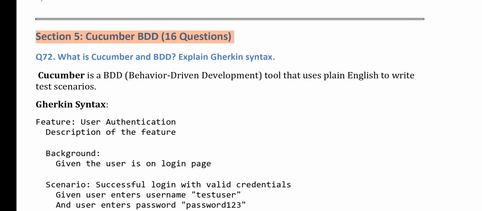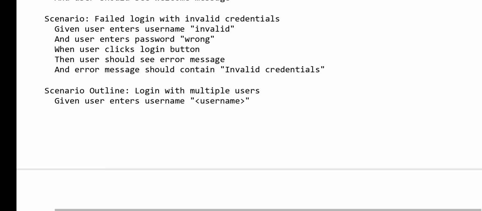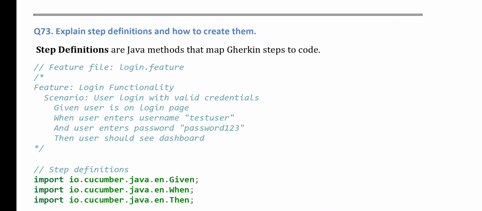Okay, and the next set of interview questions are with respect to the Cucumber BDD. So what is Cucumber and BDD? Explain the Gherkin syntax with an example. Guys, basically when I take the interviews, I ask all these questions along with code samples. So that is the reason I have already mentioned the code samples. Okay. And the next question is, explain step definitions and how to create them.